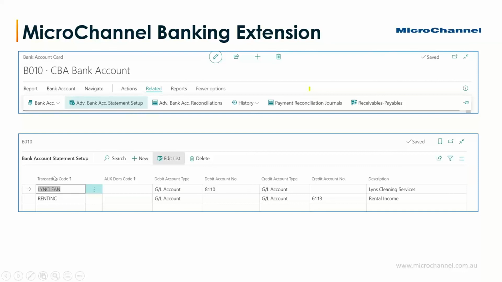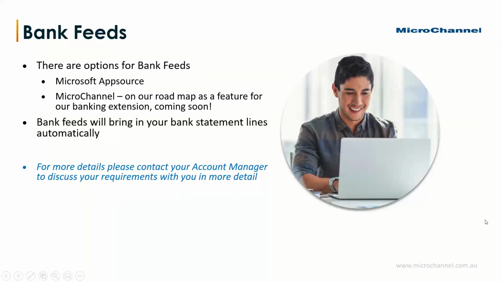a general ledger account. And in this case, when the transaction code equals Lynn Clean, we just know we're going to be debiting account 8110. But if it was Rent Inc., we then know that we're going to be crediting our rental income. And this is where it's creating those extra journals for you in the background while it's also reconciling at the same time. So those are just some of the extra things you'll get if you decide to use the MicroChannel banking extension.